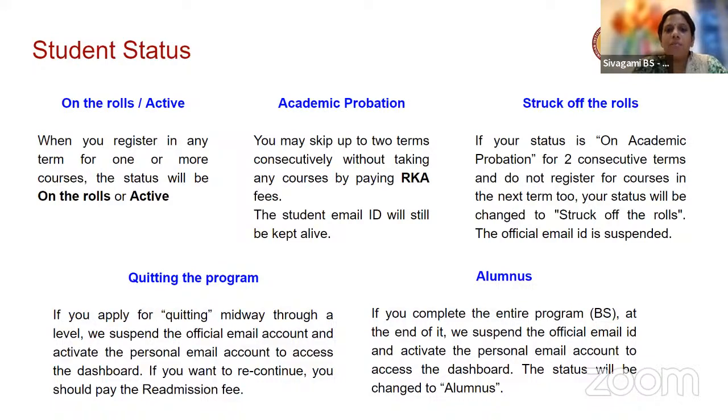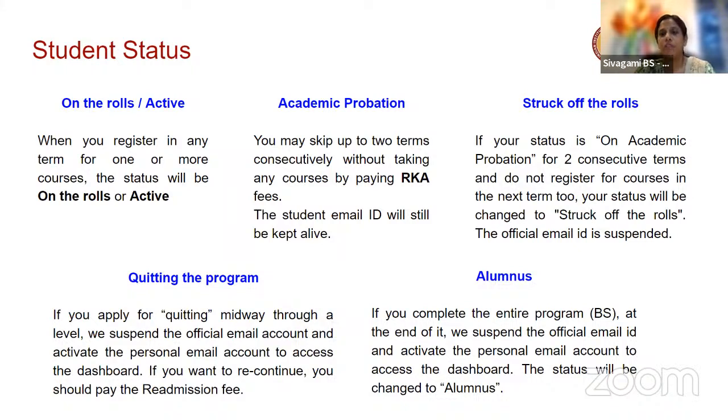Academic probation refers to the terms that you have not registered for any course. That is, you have registered for 0 courses. In those terms, you will be required to pay the RKA fees, registrations kept alive. This fee you will be required to pay so that we can keep your learner status active so that you can always come back. So please note, a maximum of 2 terms only you can do this. And then it becomes the stock of the rolls.